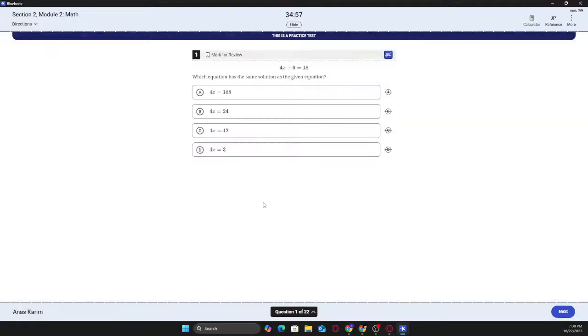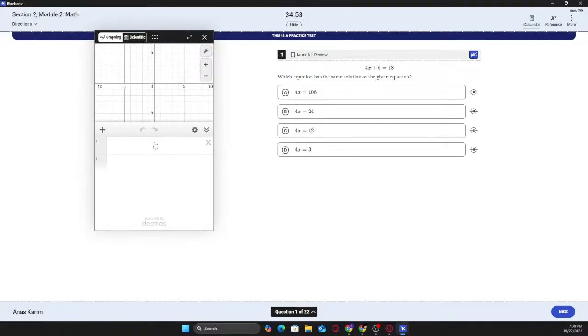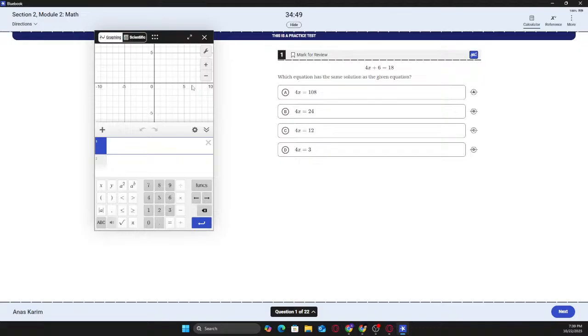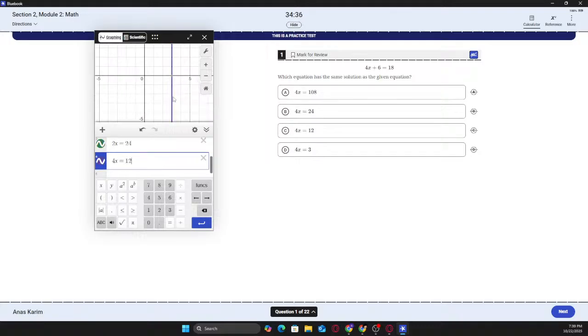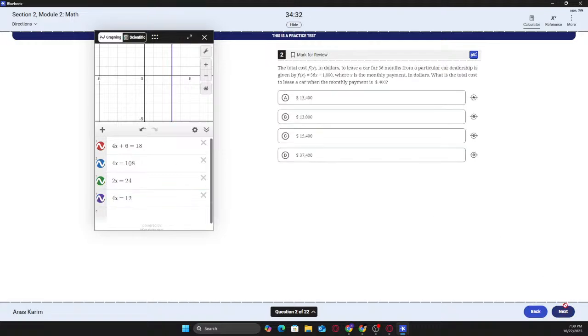Alright, so we're getting to our second. Which equation has the same solution? So we can just type it out again. 4x plus 6 equals 18. And then we can just do this. Okay, 4x equals 108. 4x equals 24. I don't really want to deal with this, but I know it's 12. So right here, look at that. Okay, speed test.